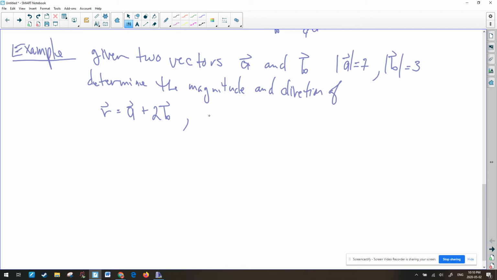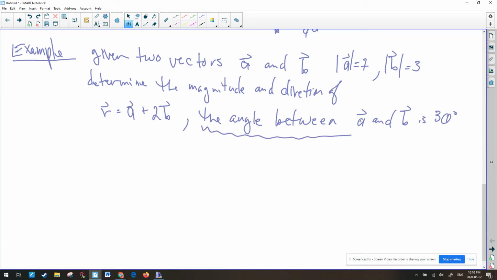Another piece that we need is the angle between A and B, is 30 degrees. Now, you might think, well, what exactly does that mean? The angle between. That means when the two vectors are placed tail to tail, the angle between them is 30 degrees. Now, this doesn't seem like all that hard a question at first glance, but as it turns out, it's actually relatively spicy.